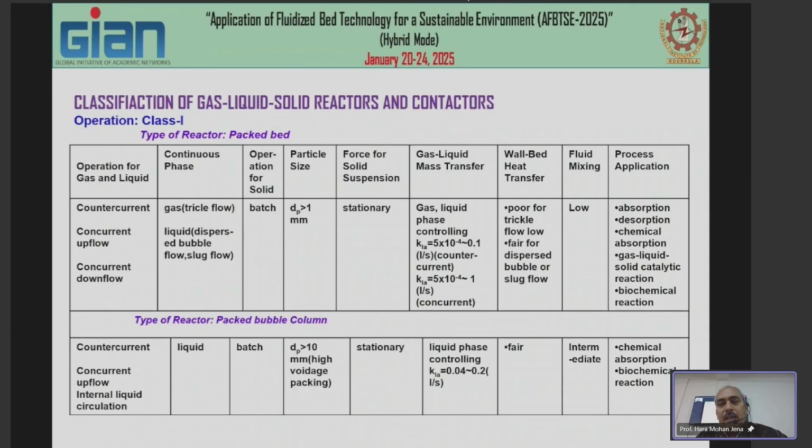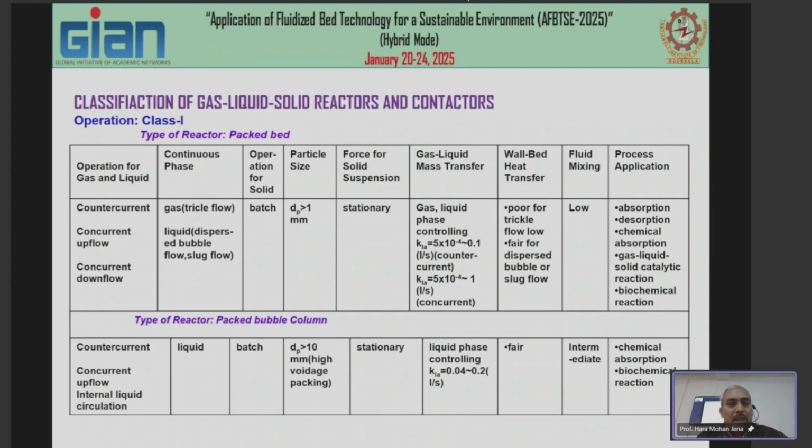Then wall to bed heat transfer is poor for trickle flow and fair for dispersed bubble flow or slug flow. Fluid mixing is low in the packed bed. Process applications: absorption, desorption, chemical absorption, gas-liquid-solid catalytic reaction, biochemical reaction.